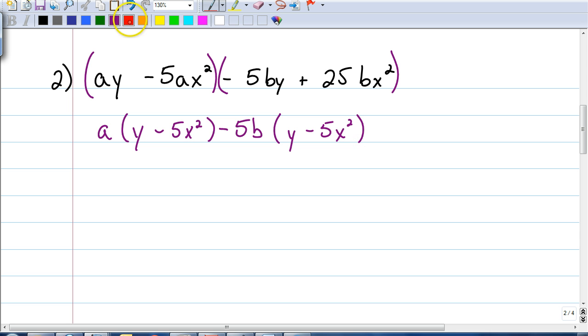So now I want to look at this first part and the second part. The first part has y minus 5x squared, so does the other one, y minus 5x squared, so that's what we're going to factor out.